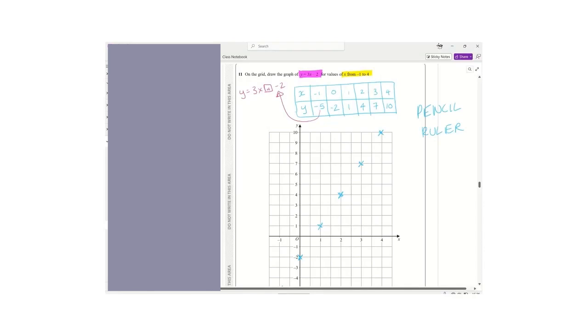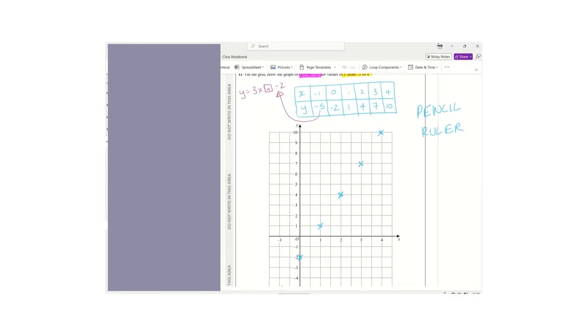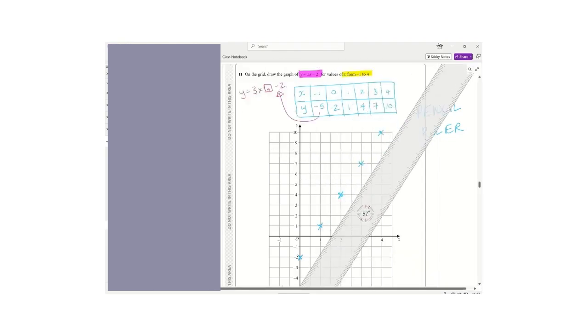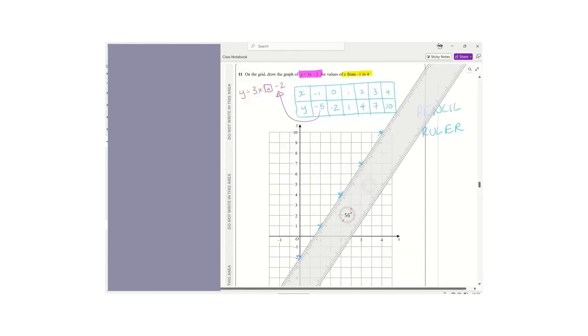And then you are going to use your ruler to join those up with a straight line.